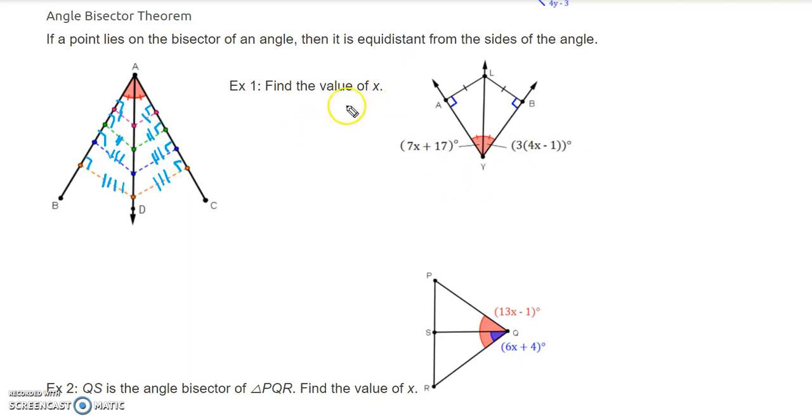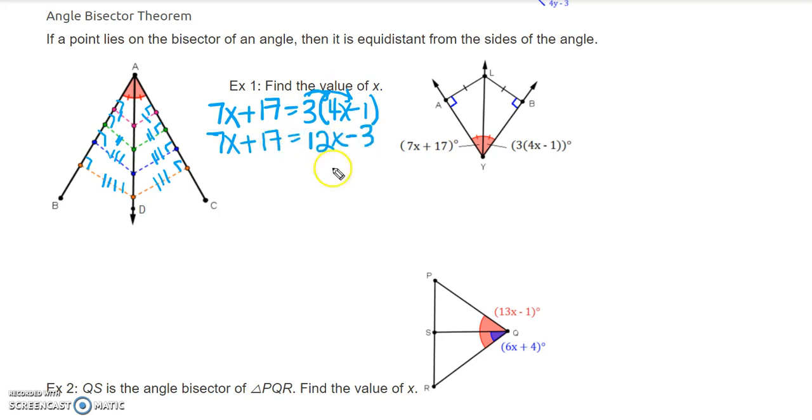Okay, so for example 1, find the value of x. Well, this is an angle bisector, so that means it splits the angle in half. So that's 7x plus 17 is going to be equal to 3 times 4x minus 1. Okay, I'm going to distribute. This is all becoming algebraic. So I'm going to rewrite 7x plus 17. Distribute. I'm going to have 12x minus 3.